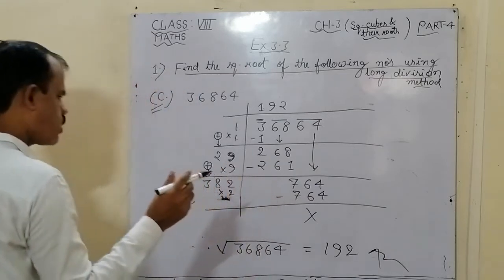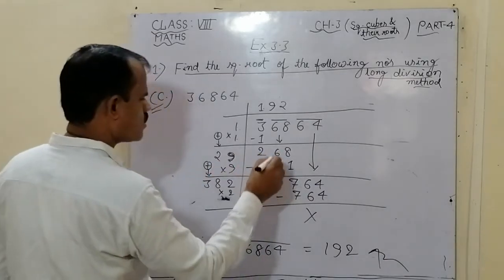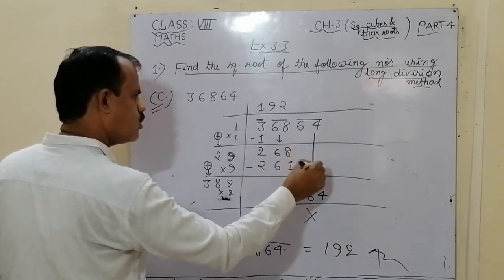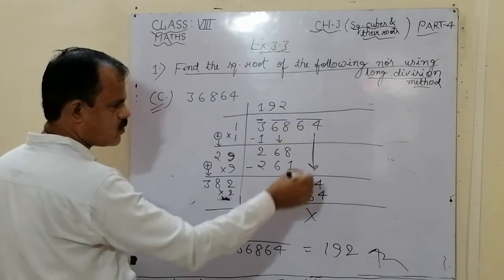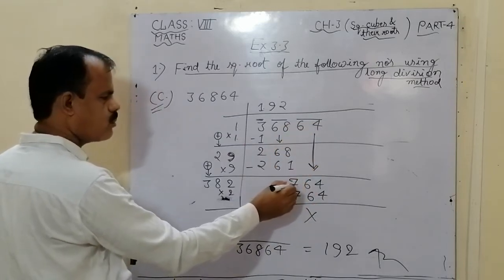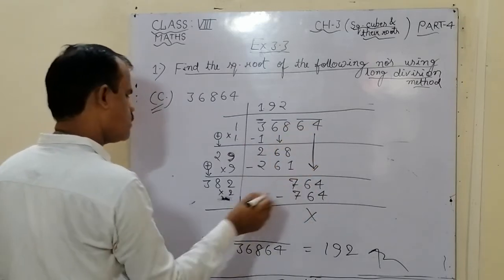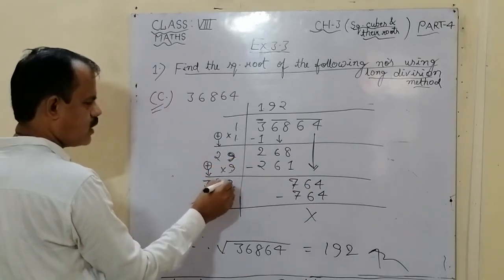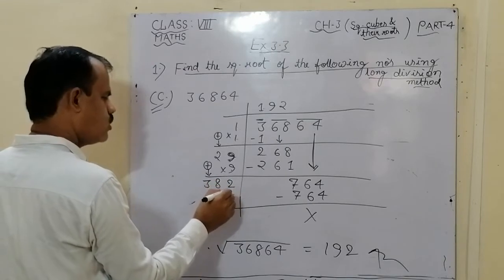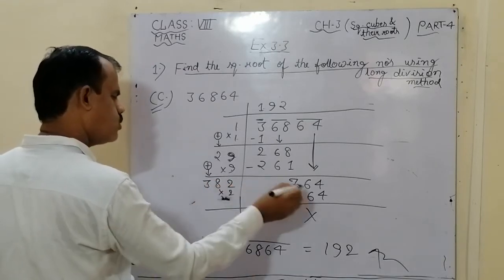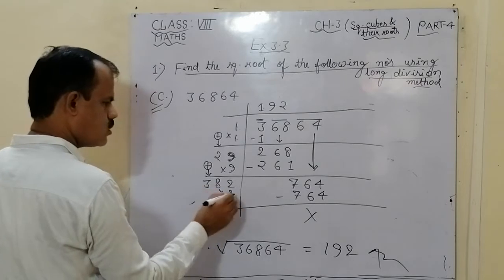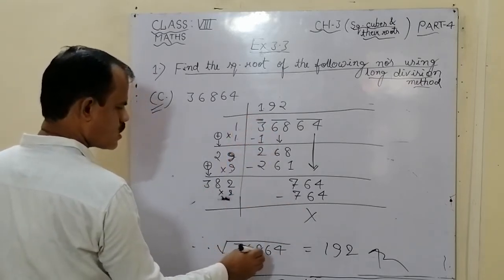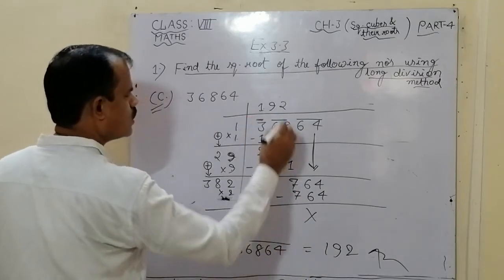That number is closer to 268. Subtract this number, 7. Now bring down the last pair, 64, so the number becomes 764. Now 38 plus 9 is 38 and 2. When we take 2 square, 2 into 2, 4, 2 8 is 16, 1 3 2 is 617. So root under 36864 becomes 192.